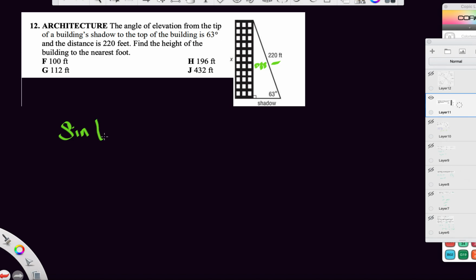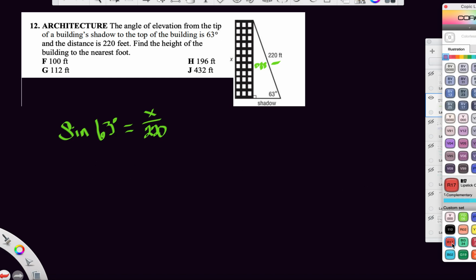The sine of 63 degrees is equal to that unknown value, x over 220. Right? And to solve this, all we do is isolate x. So we're going to multiply both sides by 220. So we have 220 times the sine of 63 equals x. All right? And that's all you put into your calculator.